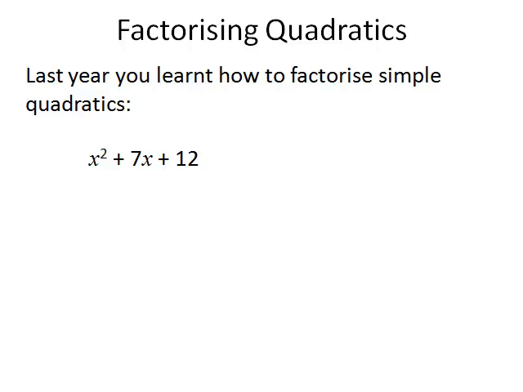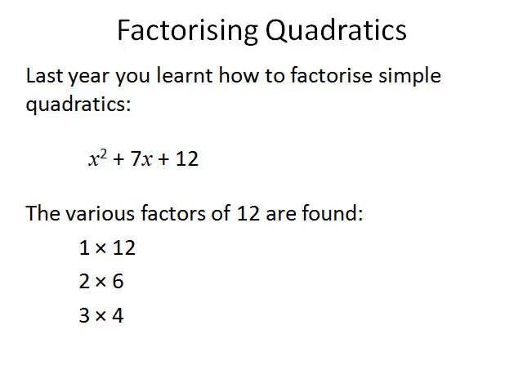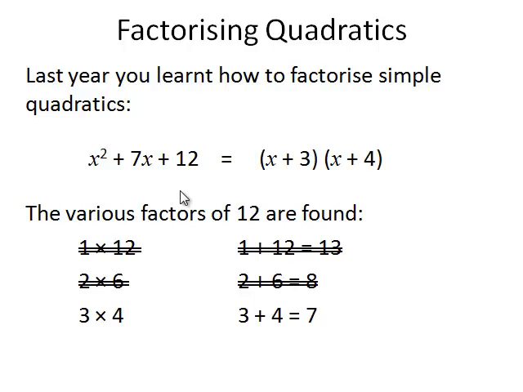We're going to address factorising quadratics at level 2 NCEA. Last year you would have had to factorise simple quadratics, like x squared plus 7x plus 12. You found the various factors of 12 and saw which of those factors added up to the number you wanted. So in this case, 3 times 4 is 12, 3 plus 4 is 7, and that gave you the answers you wanted. 3 and 4 are both positive, so the solution is both positive.